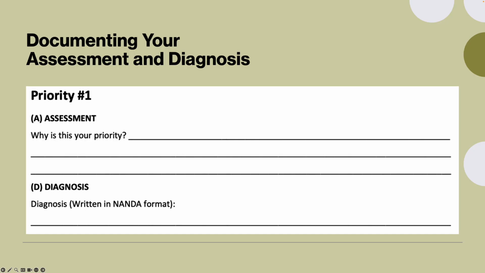Then here's where you will delineate the priority assessment you chose, which is going to go in A, right? So why is this your priority? If you have 10 different abnormal findings, why did you choose this one? And often it's going to be related to our ABCs, right? And that's okay. We want you to know what the priority is. We don't want you to just go into your bag of diagnoses and pull one out, which may be the least important one for the patient. We want you to really recognize what the priority is for that patient and why.